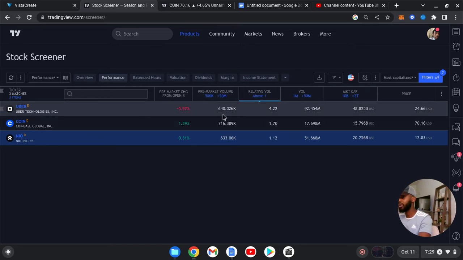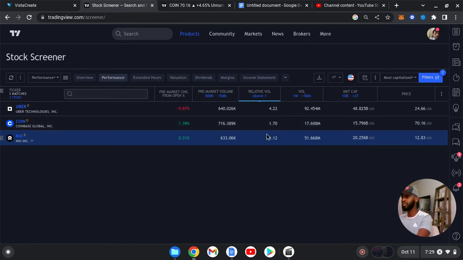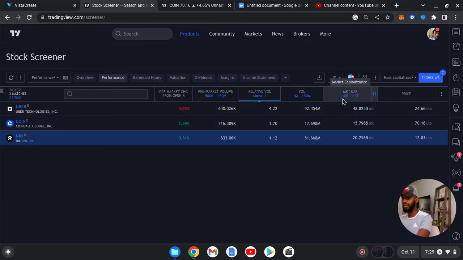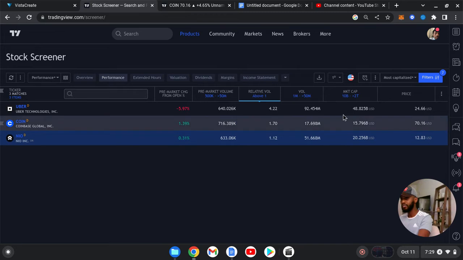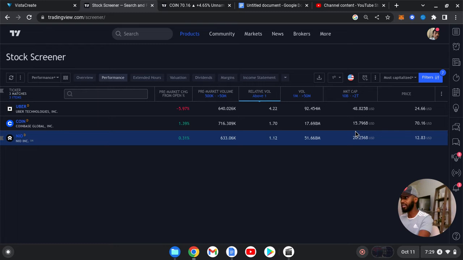When we look here, we can see pre-market Coinbase is trading at a volume over 700,000. That's good, over 500,000. The relative volume is 1.7, so it's 1.7 times greater than normal, with a volume of 17 million, which means it normally trades at about maybe 10 million. And then the market cap is 15 billion, so that reaches our 10 billion minimum, and the price is $70. So we already filtered all these. You can look at my last video, like I said, and see how we get to this.